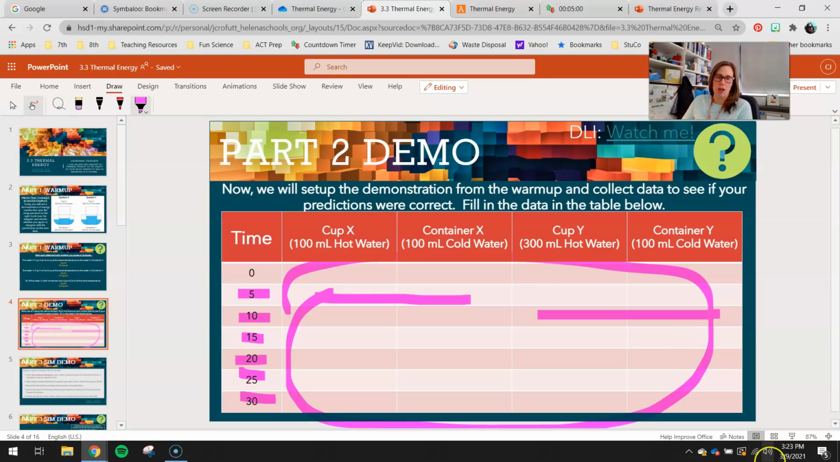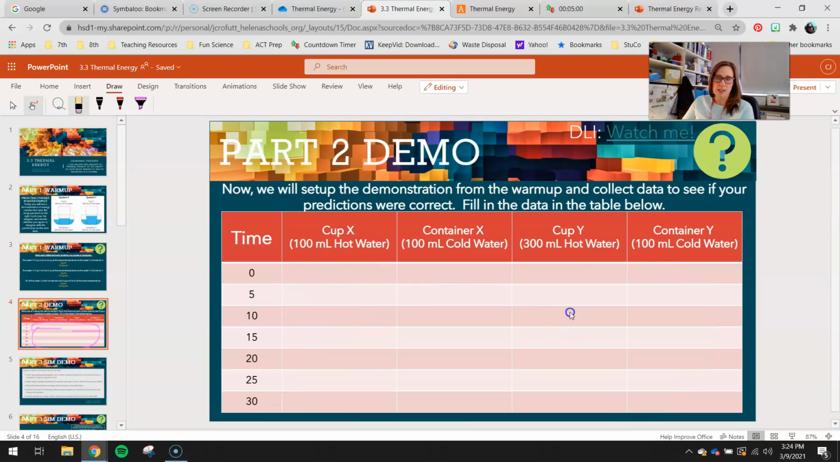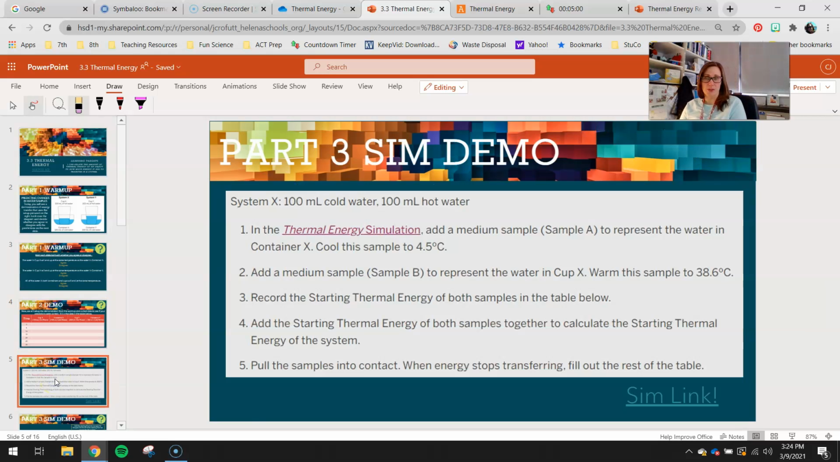All right, now you should all know what time you're going to be taking the temperature, and whether you're doing cup X, container X, or cup Y, container Y. Remember, after you get your temperature, you're responsible for going over to the sideboard and recording it on the board so everyone can get that data. You can either wait until the whole data table is filled out to type your data in, or do it as you go. That's fine. All right, let's move on to part 3.